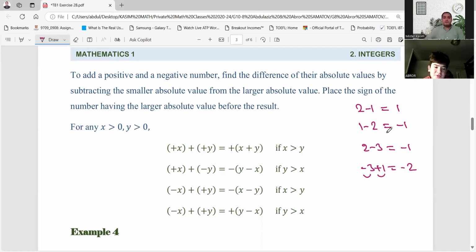To add positive and negative numbers, find the difference of their absolute values by subtracting the smaller absolute value from the larger absolute value. Place the sign of the number having the larger absolute value before the result. Okay, that's the rule. It's really easy.